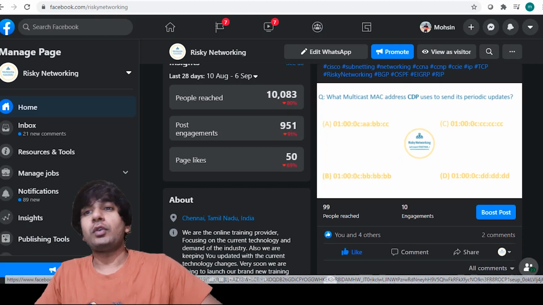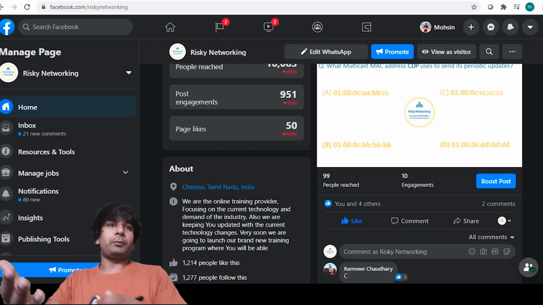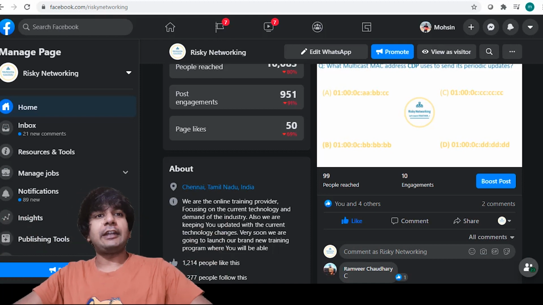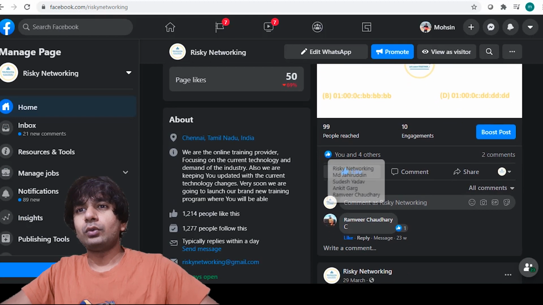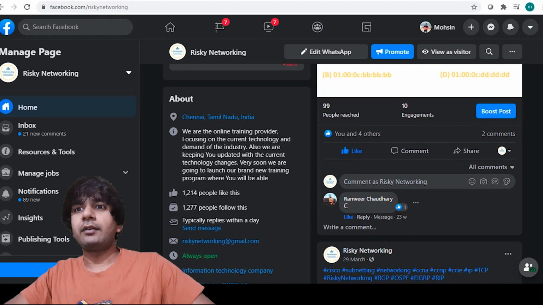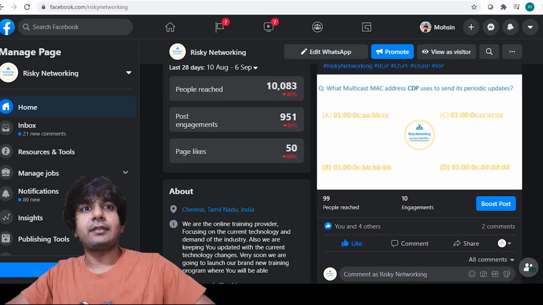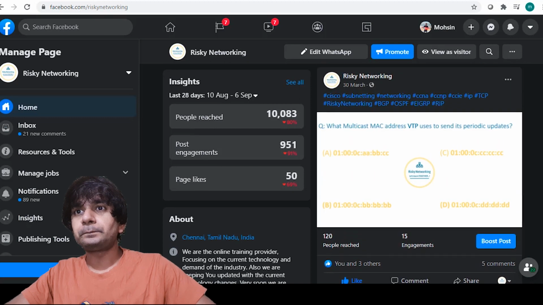You can sniff it and see it. Maybe sometime when I cover the CDP protocol, I'll sniff it and show you. So don't worry. Ramveer Chaudhary has given the correct answer. Well done, Ramveer. C is the correct answer. Absolutely correct. Very nice.